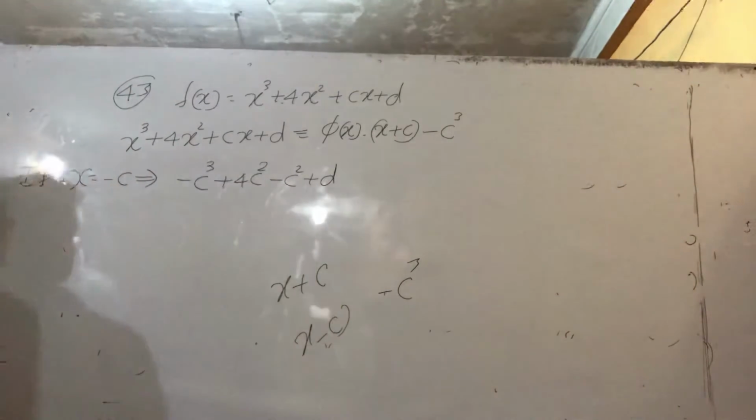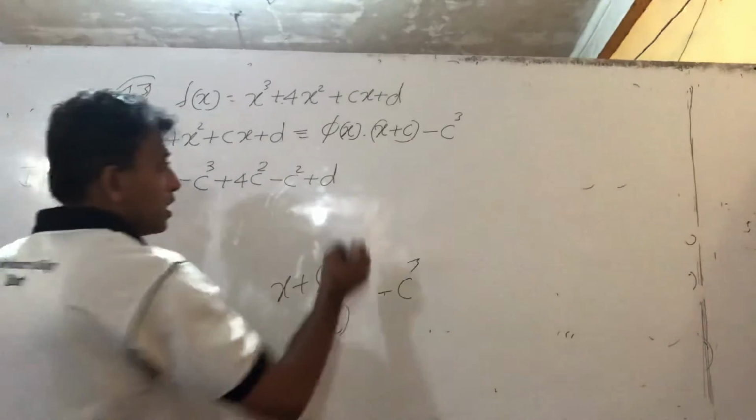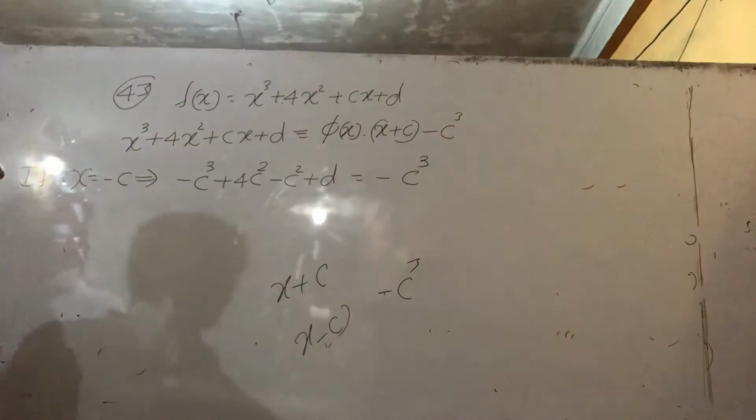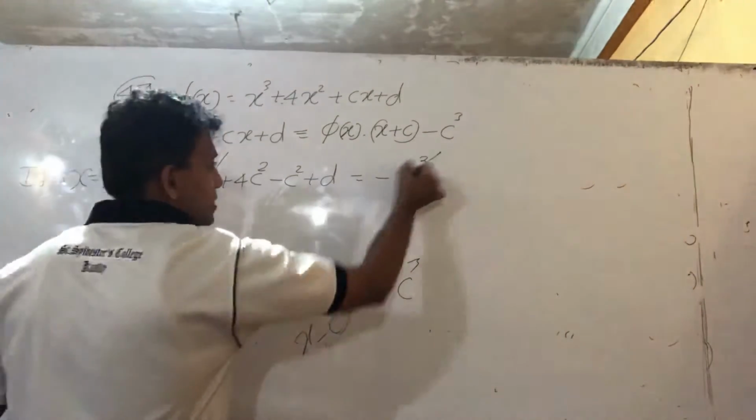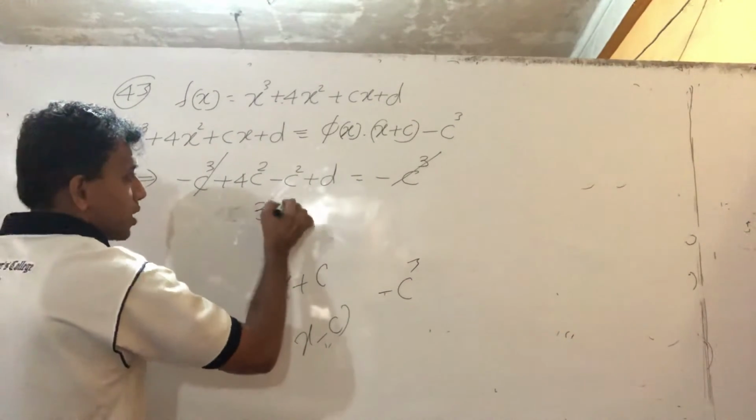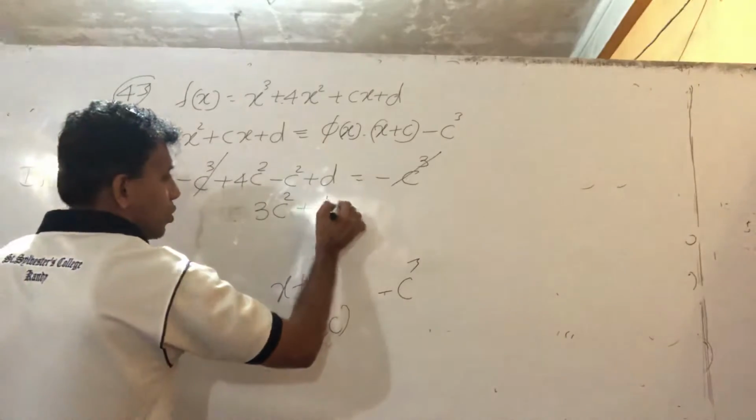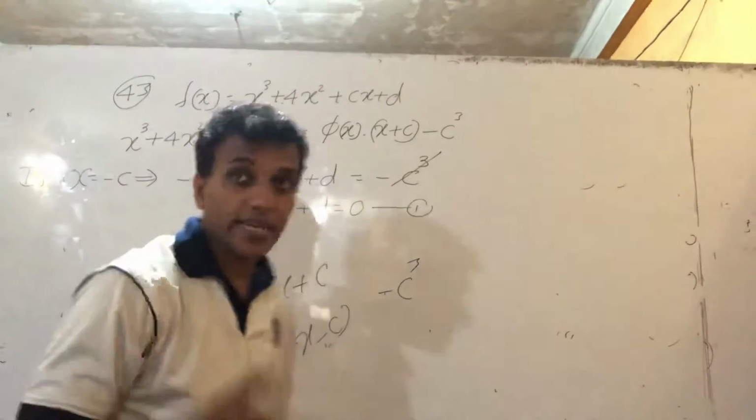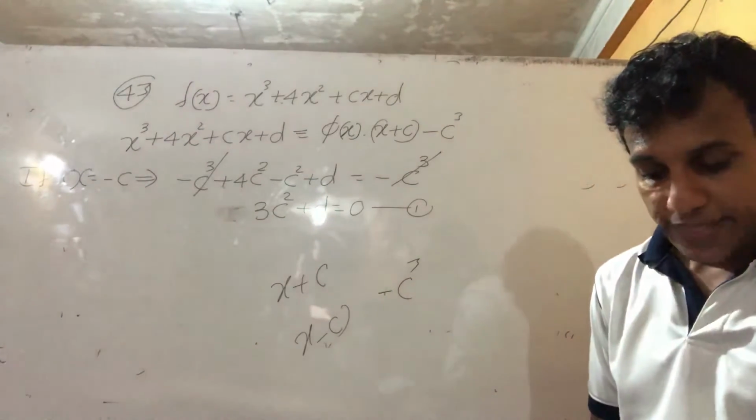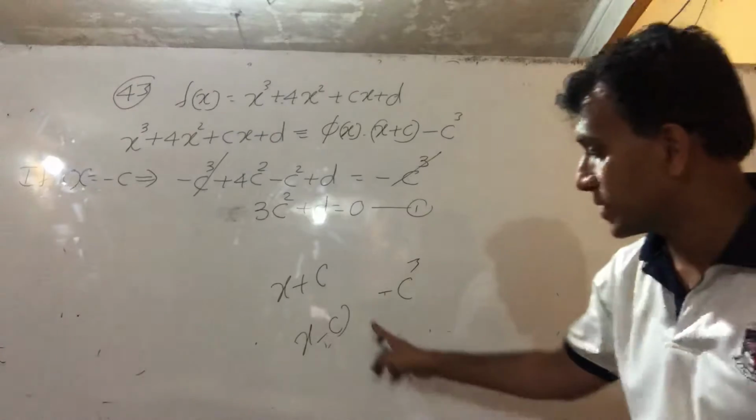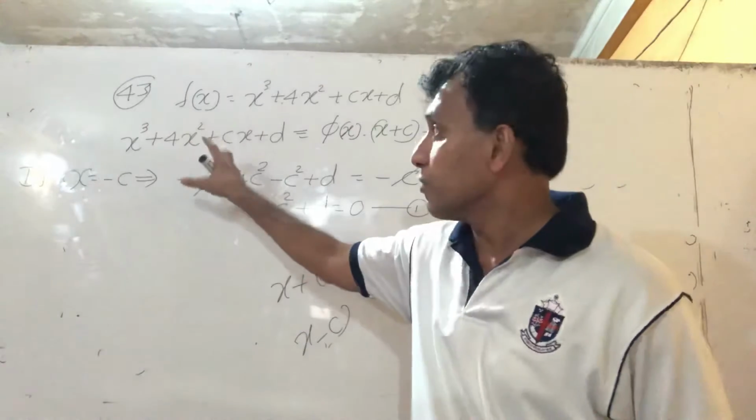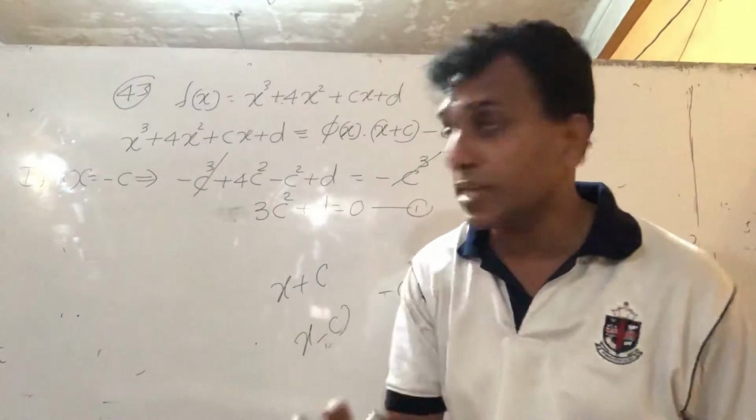Put x for minus c, square plus d equal minus c cube. Okay, check the value. So minus c cube cancels: 4c square minus c square, 3c square plus d equal to 0. That is your first equation. And for c, they also said that x minus c is a factor of this given polynomial. Therefore, if we apply x for c, the answer is 0.